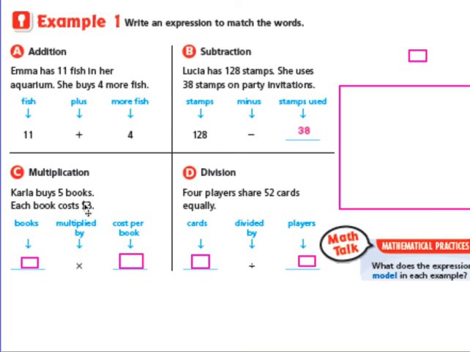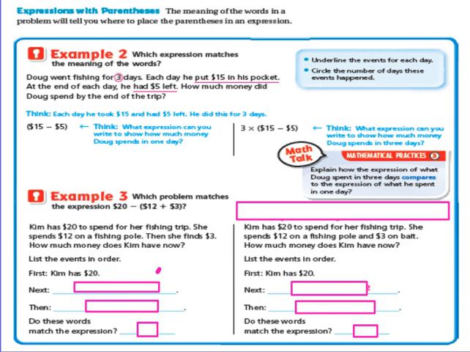Carla buys 5 books. So how many books does she have? She has 5. Each book costs $3. I know I have equal groups. I'm paying the same amount for each book, so I know that's a multiplication. 4 players share 52 cards equally. I have 52 cards. If each player gets them equal and I'm dividing them among 4 players, I know I'm going to divide. It's looking at what the words in the story problem are asking, or what they represent.